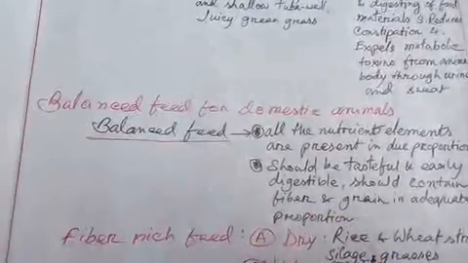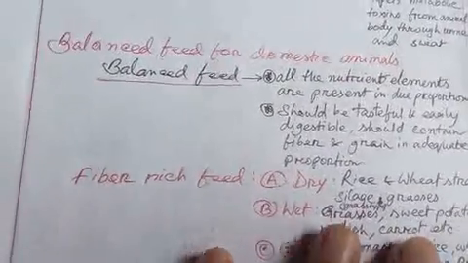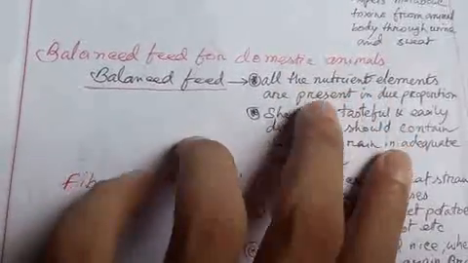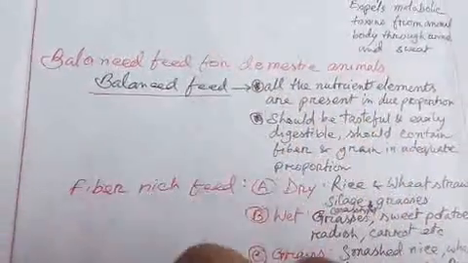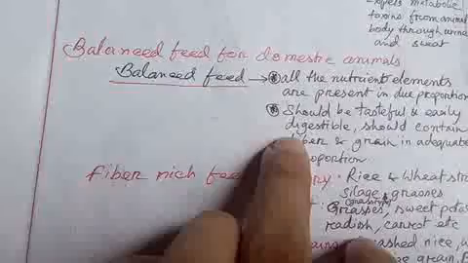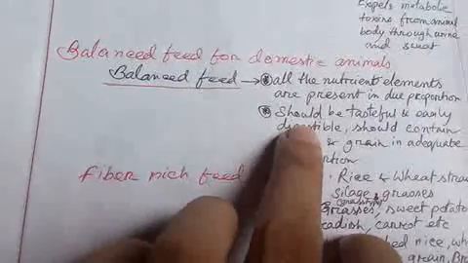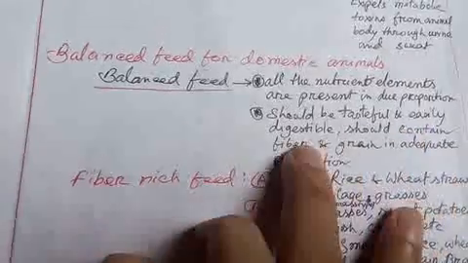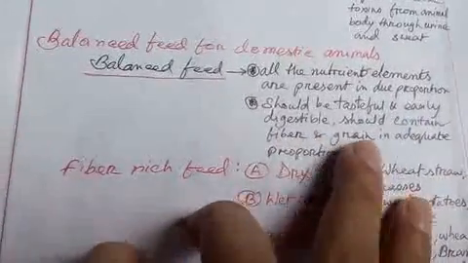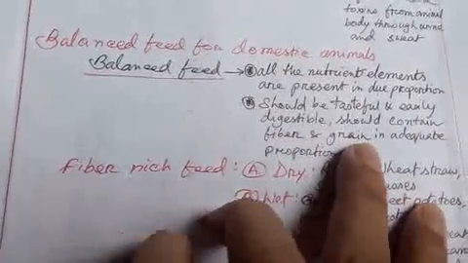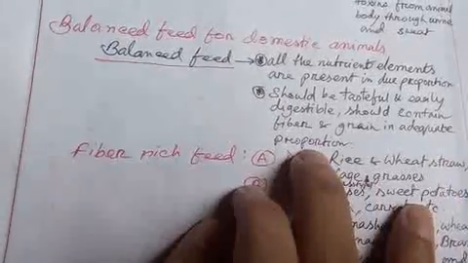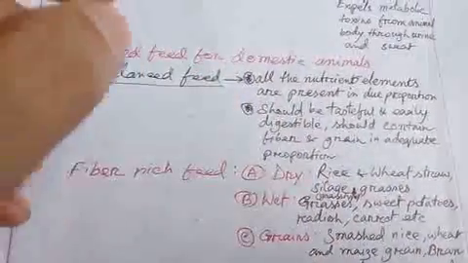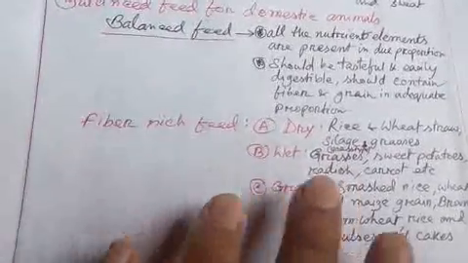Let's talk about balanced feed for domestic animals. What is balanced feed? Balanced feed is where all the nutrient elements are present in due proportion. That is called balanced feed. So it should be tasteful and easily digestible, and it should contain fiber and grain in adequate proportion. In a proper proportion, it is needed for the animals.